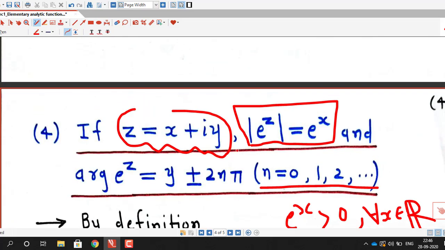So this is a nice property. If you know the definition of e raised to z, you can write down absolute value of e raised to z is e raised to x, and the argument of e raised to z is y plus or minus 2n pi.